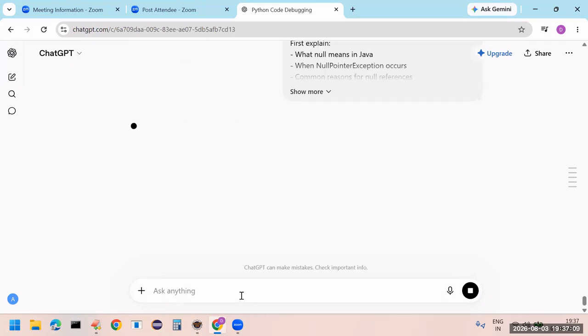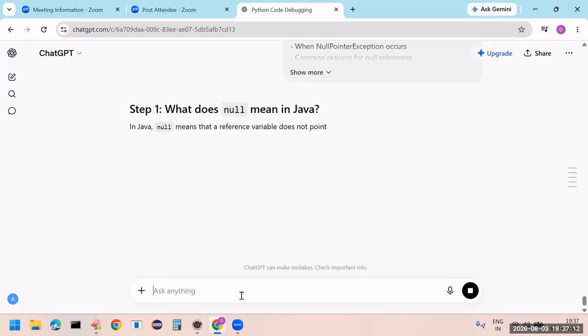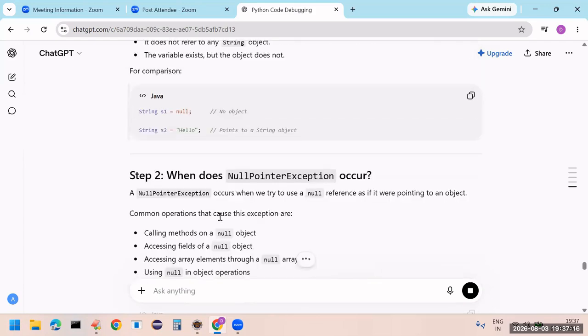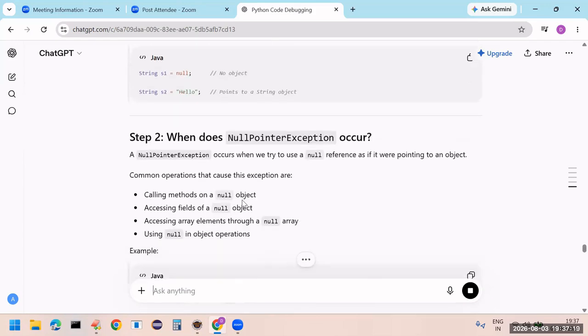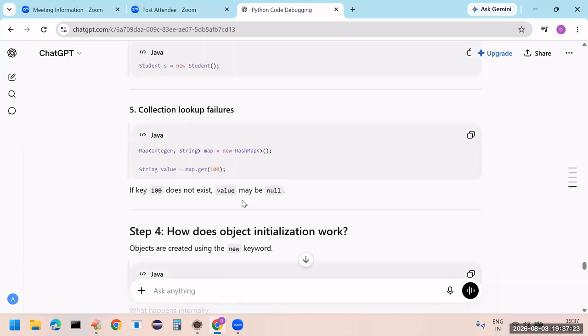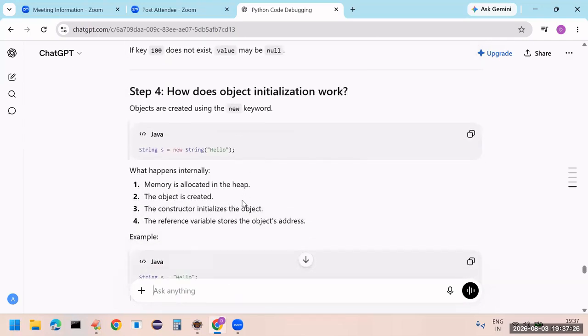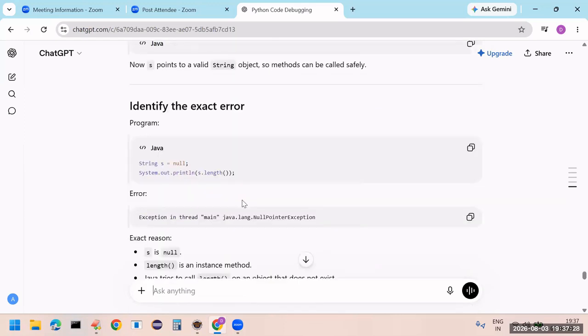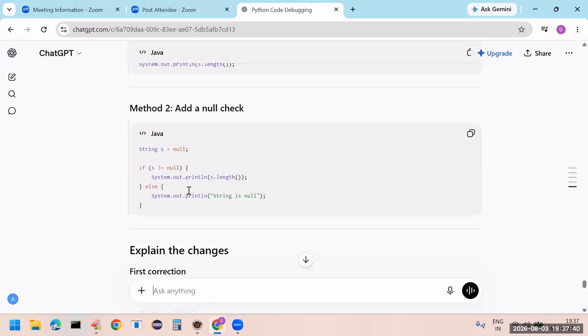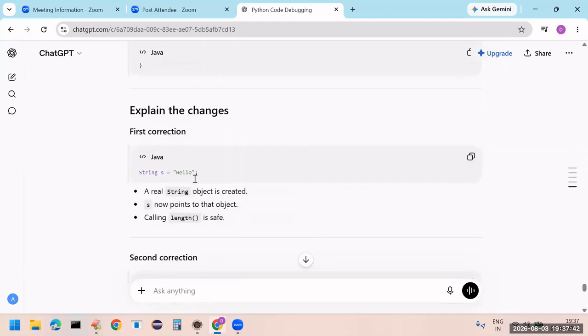Observe carefully. What is null? Then when does a null pointer exception occur? Common reasons. How does object initialization work? Identify the exact error. Correct the program. Method 1, initialize the object, or just check whether null is there or not.